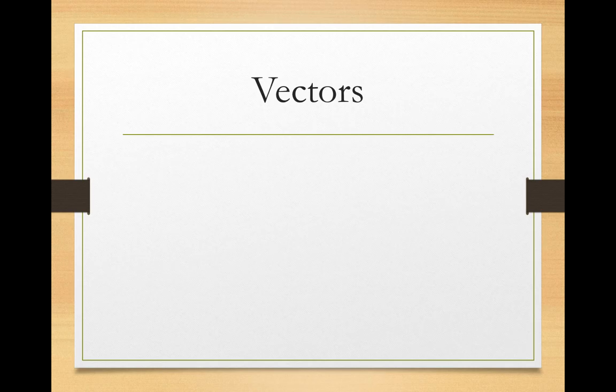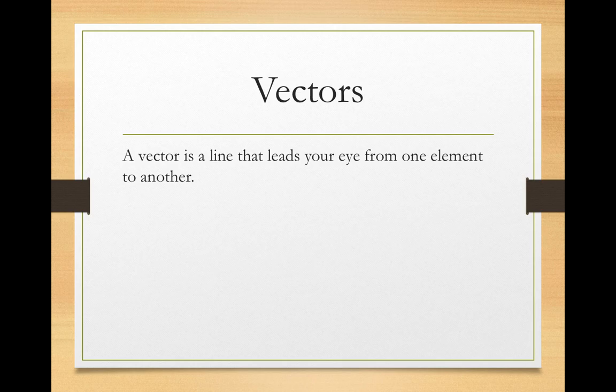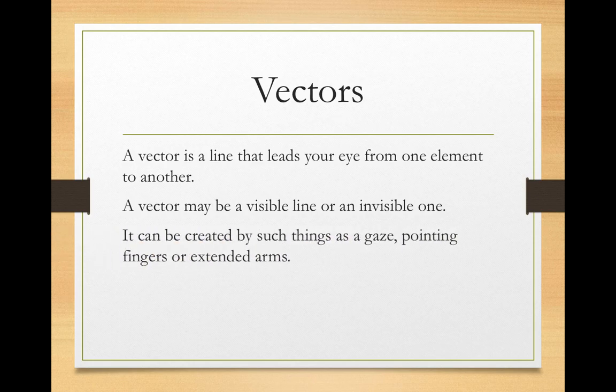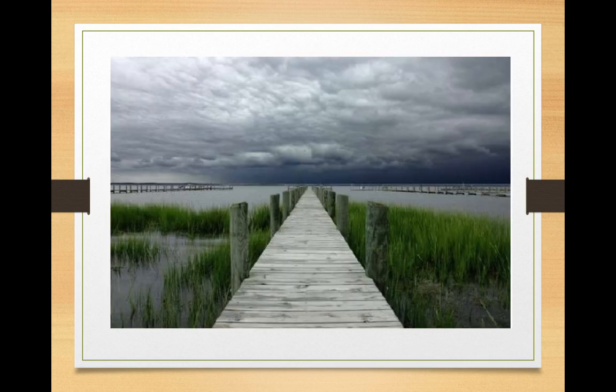The next technique is called vectors. A vector is a line that leads your eye from one element to another. A vector may be a visible line or an invisible one. It can be created by such thing as a gaze. So if it's a character or a person in the image and they are looking at a different part of the image, then the vector is the line from their eyesight to the other part of the image that they're looking at. It can be created by pointing fingers or an extended arm.